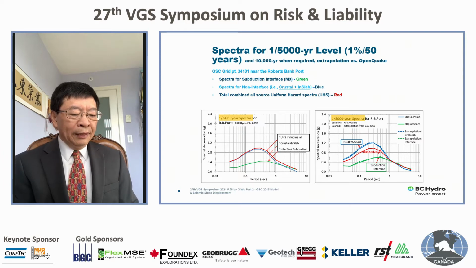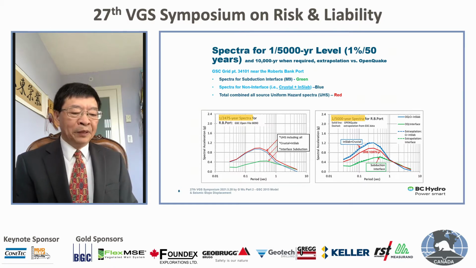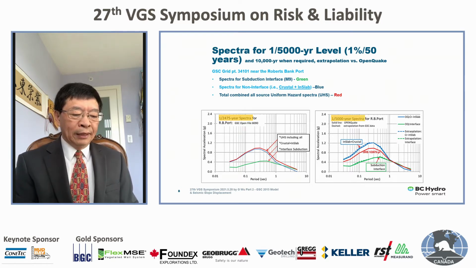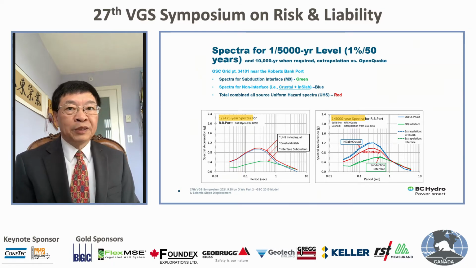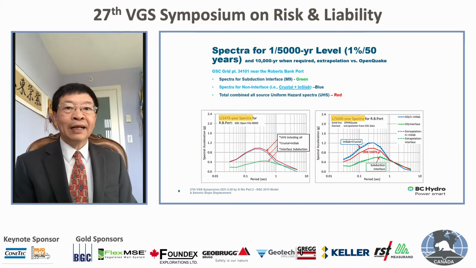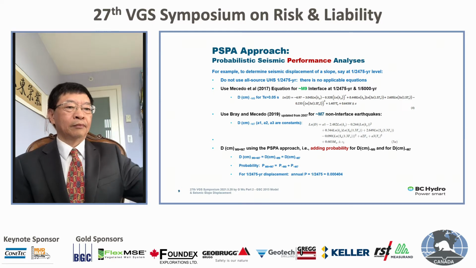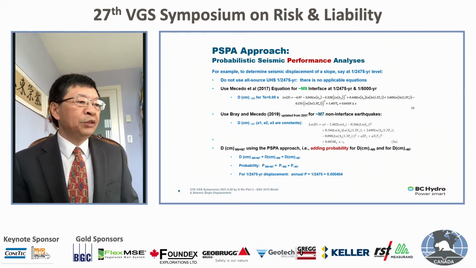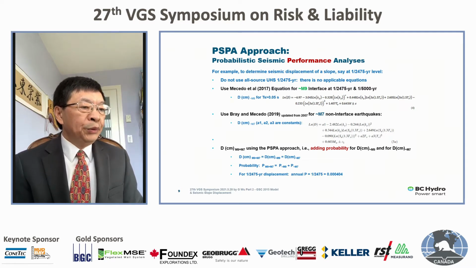So in this presentation, I'm going to show you that using the blue 1 in 5,000 and the green 1 in 5,000 spectrum in the Lower Mainland will be as close as you could get to simulate the response for 1 in 2475 from all sources by using this PSPA method. Next slide, please. In doing that, I'm going to use two examples.